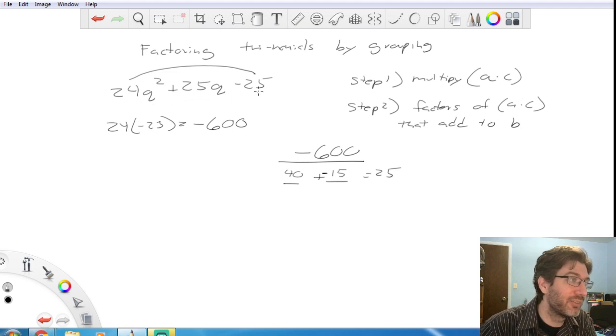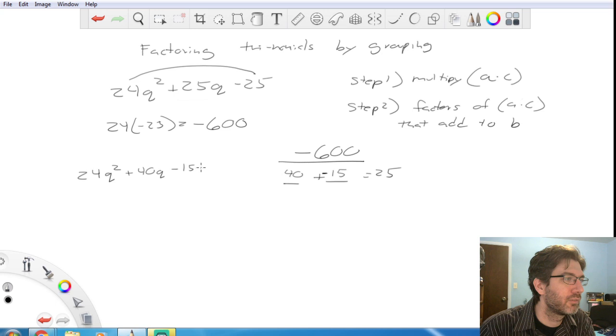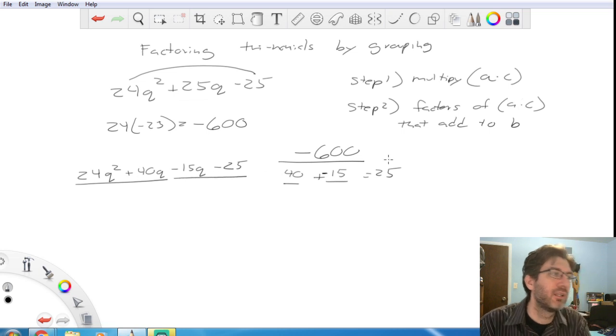So then you're going to rewrite your middle term split up into those factors, though. So we have 24q squared plus 40q and minus 15q minus 25. And that way you have it split up so you can sit here and you can do your grouping like we just did. And you can group it out.